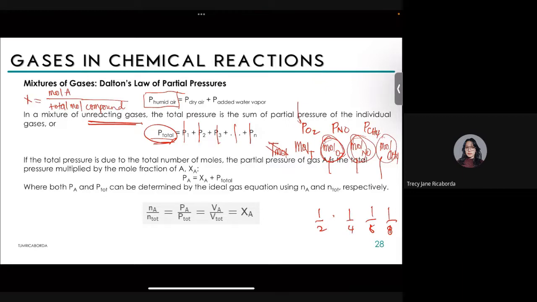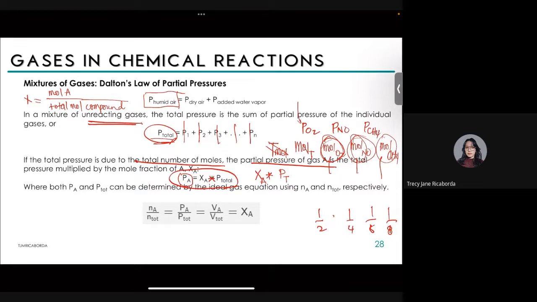Okay? Now, the partial pressure of gas A is equal to the total pressure multiplied by the mole fraction of A. So, ito yung ibig niya sabihin. Makukuha natin yung partial pressure ng component if we have the mole fraction of the component, times, pala dapat yan, ito times natin doon sa total pressure. Ganun lang.